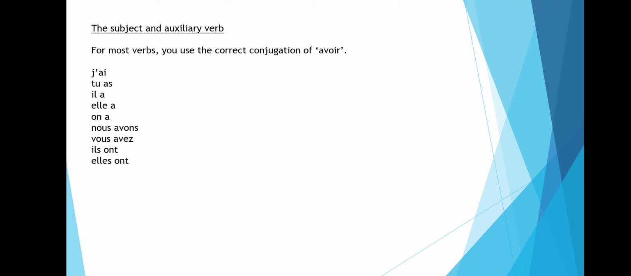So for most verbs in the perfect tense, you'll use the conjugation of avoir, to have. The conjugation of avoir is j'ai, tu as, il, elle, on a, nous avons, vous avez, ils, elles ont.